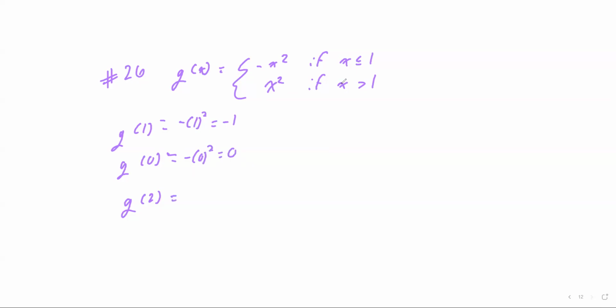If I look at 2, 2 is not less than 1, but 2 is greater than 1. Therefore, I'll use the bottom equation. So that would be 2 squared, which is 4. So be able to know exactly which value to plug in depending on where the x value falls. You don't plug it into all of them, only the ones that you fall into.